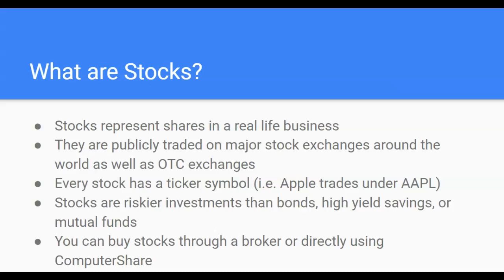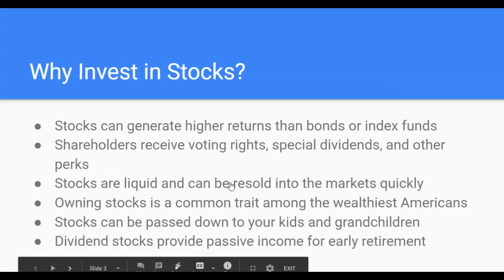So there's two ways to buy stocks. You can buy stocks through a broker, or a stock trading app like Robinhood or Fidelity or E-Trade, or you can buy them directly using Computershare. So Computershare is a way you can buy stocks directly. Some of you may not prefer using brokers, but I like using brokers because it just makes things much, much easier, and I can trade on the go no matter where I am. So it makes things very easy. So moving on.